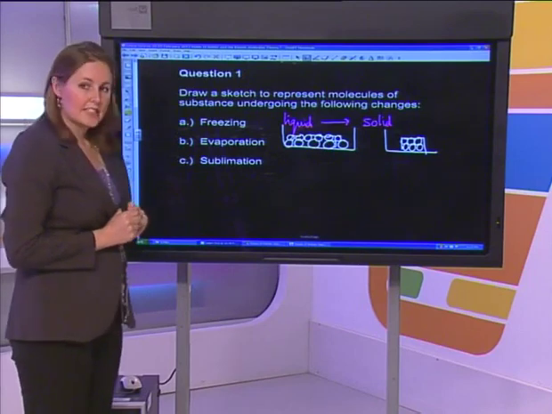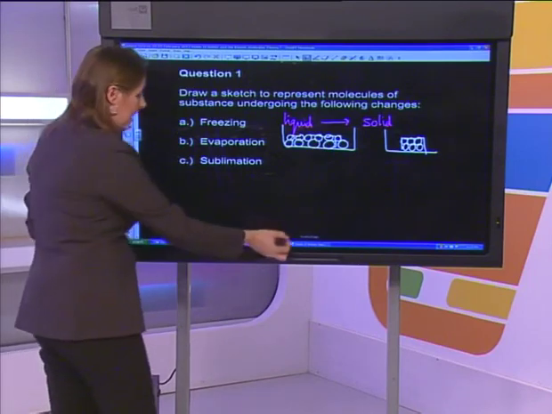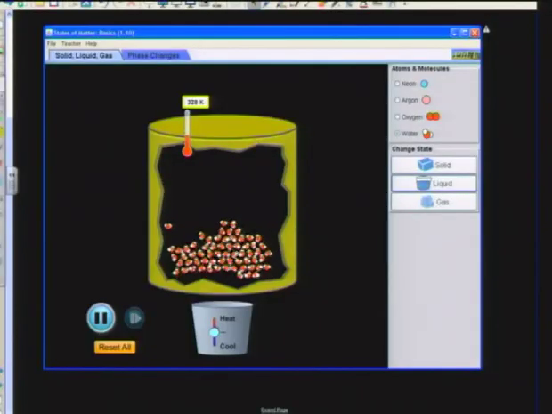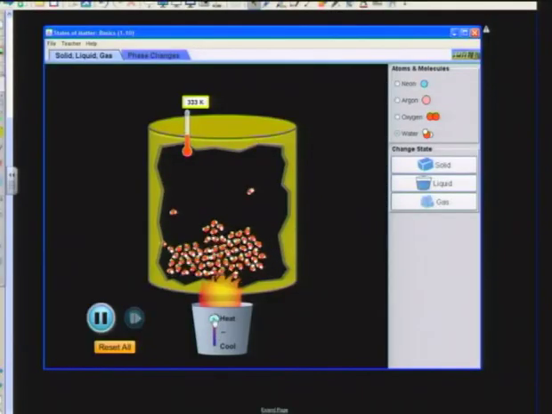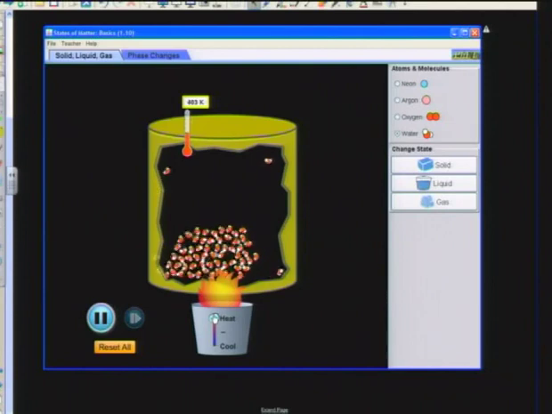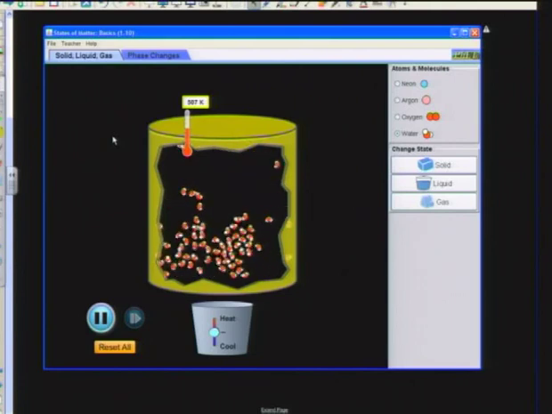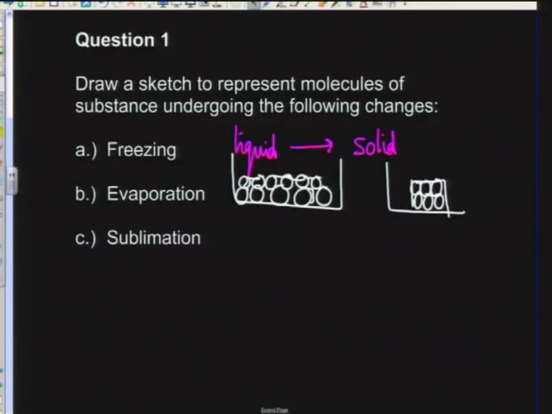If we were to indicate evaporation, and again, I'm jumping back to my animation. We're going from liquid to gas, and I'm going to heat this up, and you should be able to see some of the molecules escaping into the atmosphere or escaping into the rest of this container. So evaporation is going from a liquid changing into a gas.